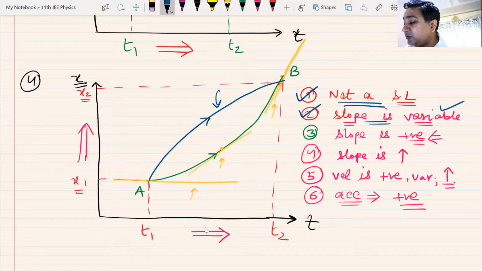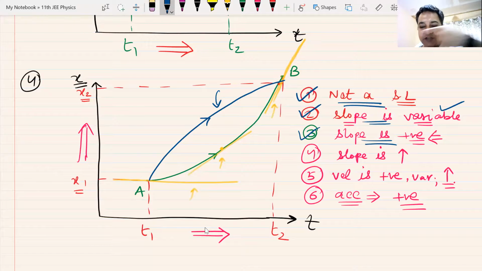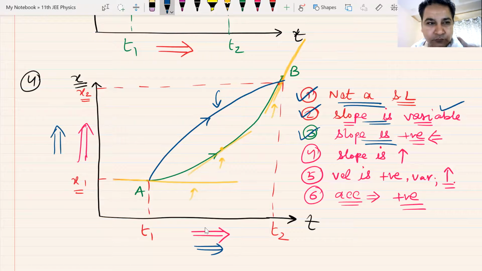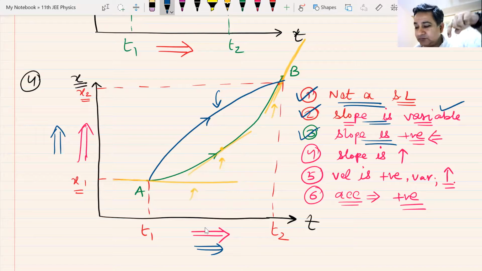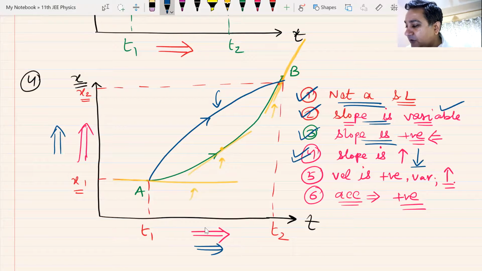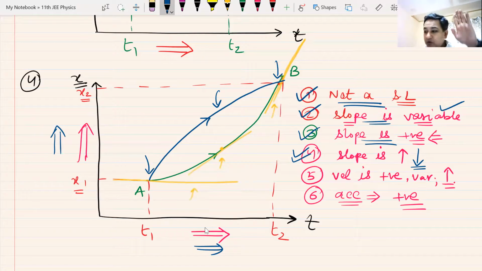The slope is positive. Yes, why is the slope positive? As t increases, x also increases, so the slope is positive. Fourth point. Is the slope increasing or decreasing? Yes, Santosh, the slope is decreasing for the blue graph. It is becoming less and less steep. Here it is very steep, here it is much less steep. The slope has decreased. Am I clear?